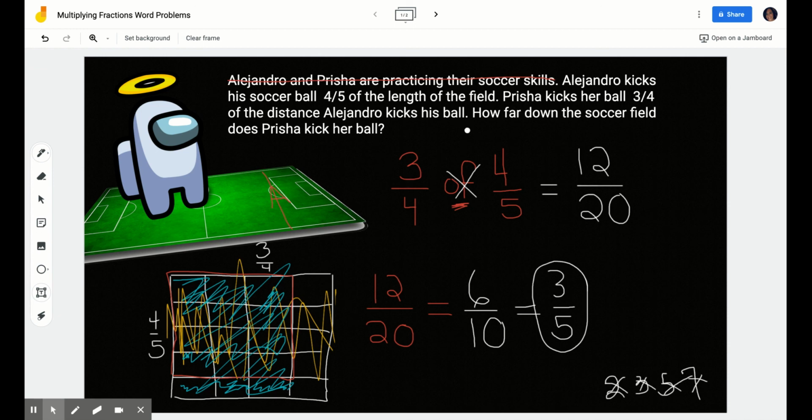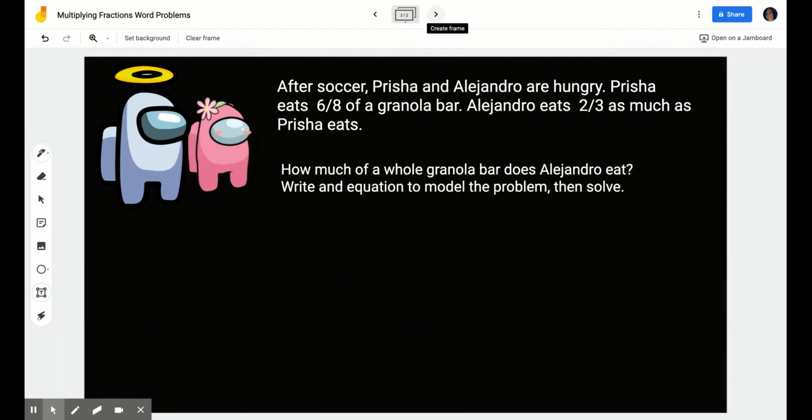So let's see if our answer makes sense. It says, how far down the soccer field does Prisha kick her ball? Well, we knew that Alejandro kicked his ball 4/5 of the whole field. And now we know that Prisha kicked hers 3/5 of the field. Okay, let's check out the next one before you practice some on your own.